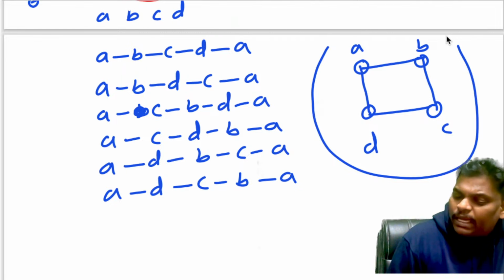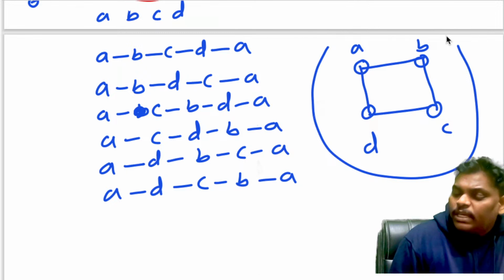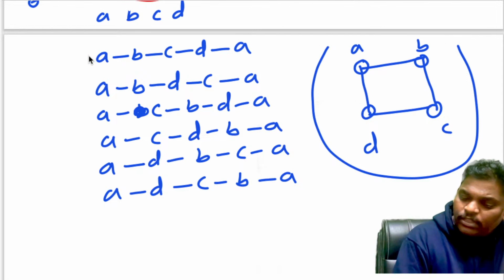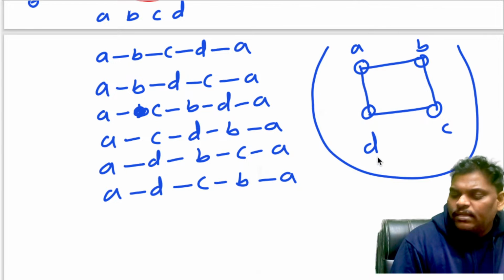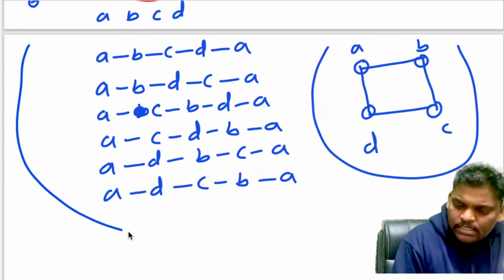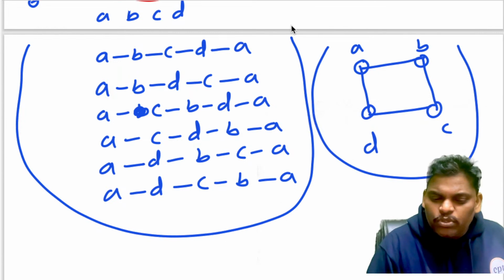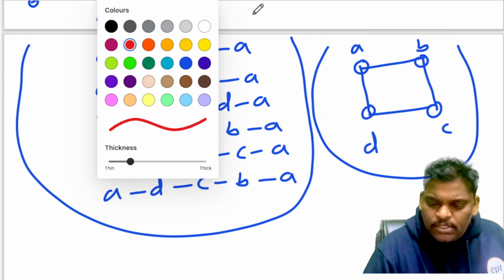You start from anywhere, it doesn't matter, because it is one cycle only. So I started with A only, because whether you start at A, B, or C, finally it's one cycle only. So I think these many cycles are there. But one important question I want to ask you. Can everyone see this?